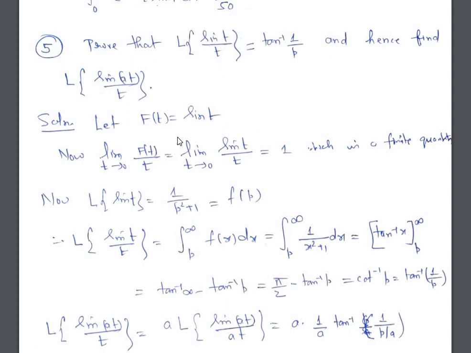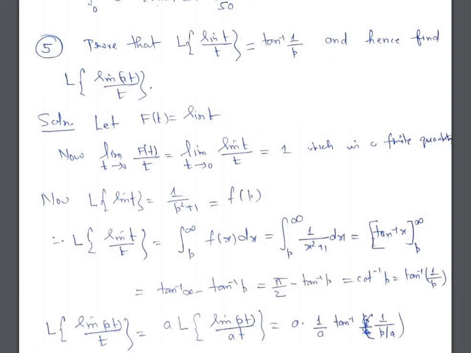Now, suppose that f of t is sin t. If we take the limit as t tends to 0 of f t upon t, which is the limit of sin t upon t, it is equal to 1. This is a finite quantity, which means the limit exists. So, if we take Laplace of sin t, which is 1 upon p square plus 1, equal to f of p, then by the theorem L of sin t upon t is given by the integral from p to infinity of f x dx, which is the integral from p to infinity of 1 upon x square plus 1 dx.